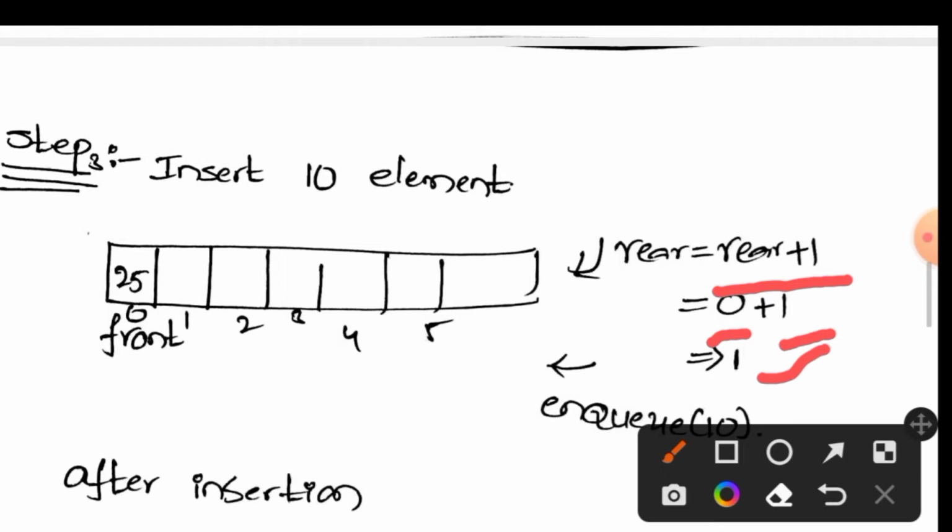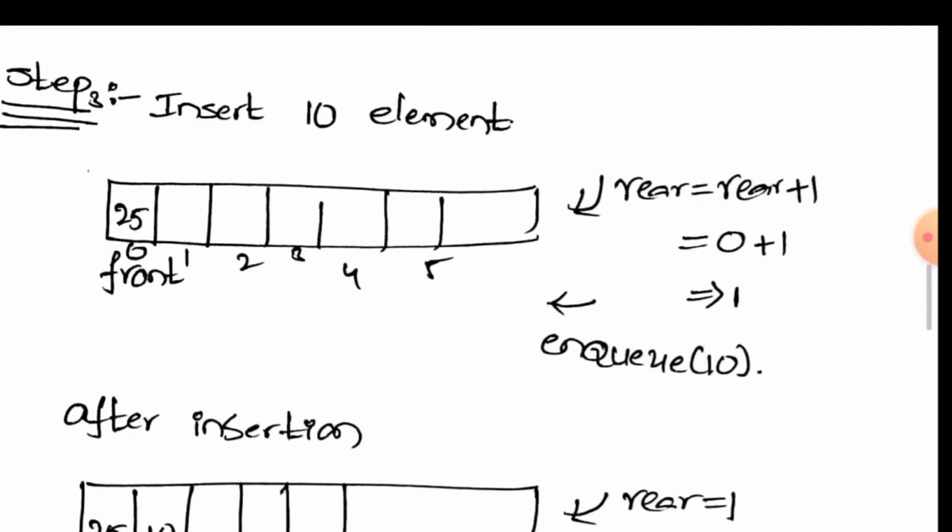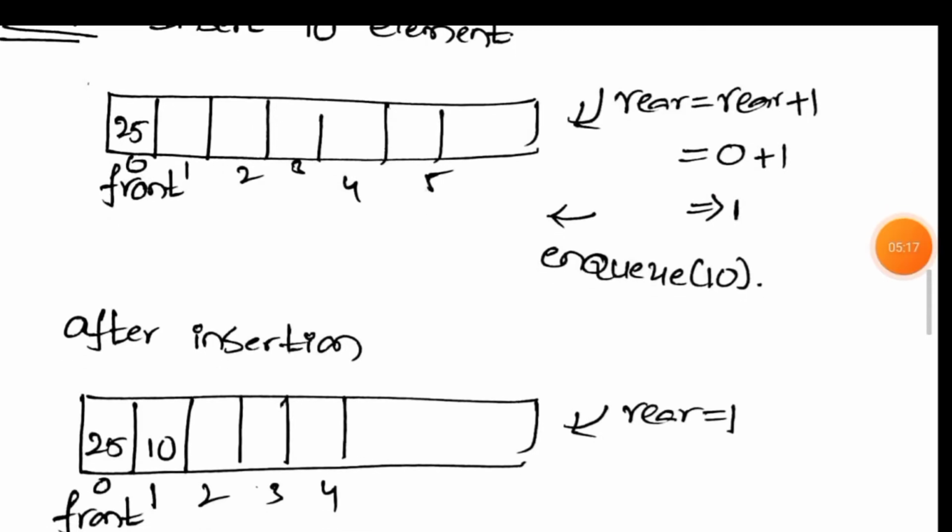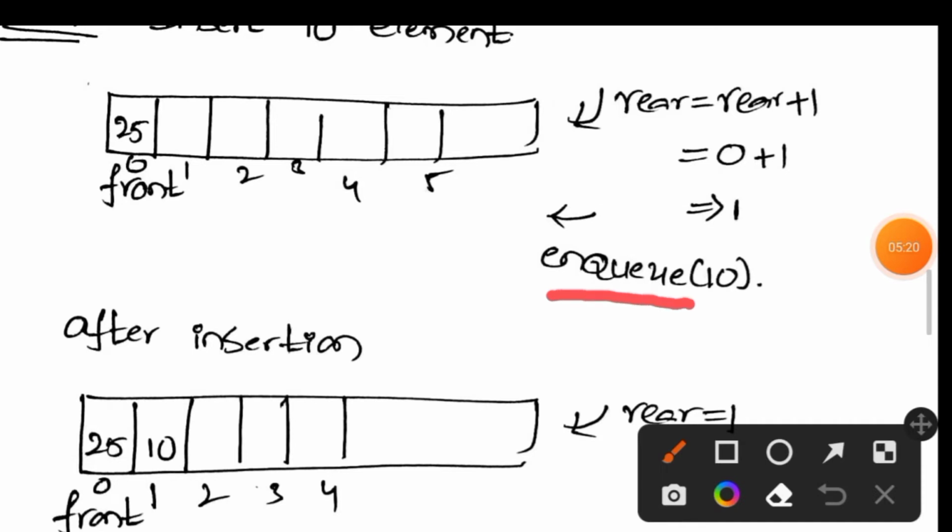So at position 1 we have to insert the next element, that is 10. To insert the element we call the method NQ. Which value are we inserting here? That is 10. So we write NQ of 10. In this queue, whenever we insert, the rear position is 1, so in location 1 the 10 value is inserted.